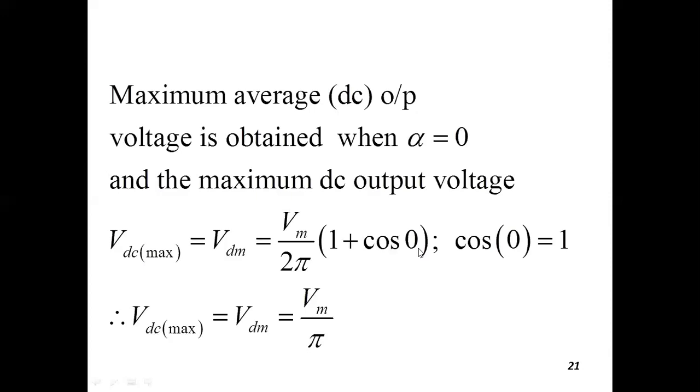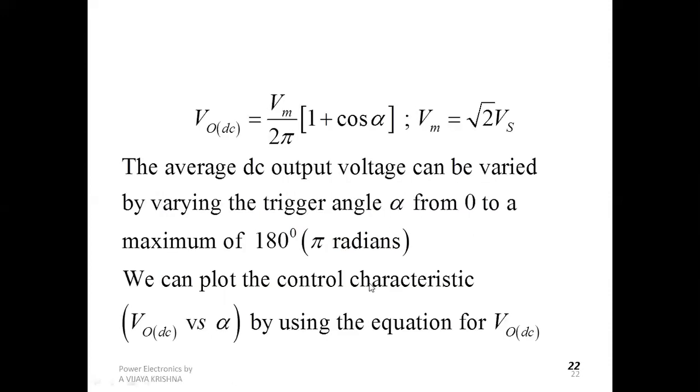When you substitute alpha with 0, cos 0 is 1. Therefore, we get 1 plus 1, 2. 2 into Vm by 2 pi, the 2 cancels, so we get Vd maximum as Vm by pi. The maximum average output voltage is obtained when alpha is equal to 0, that is Vm by pi only. And this is the complete equation of the single phase half wave rectifier.